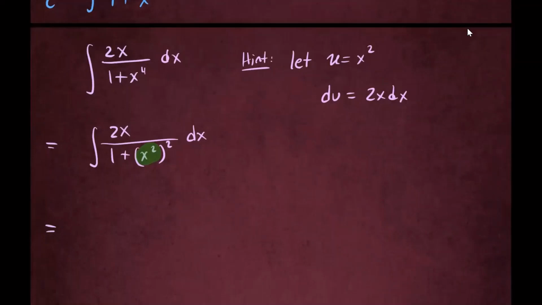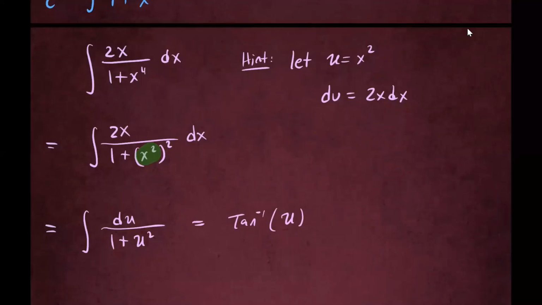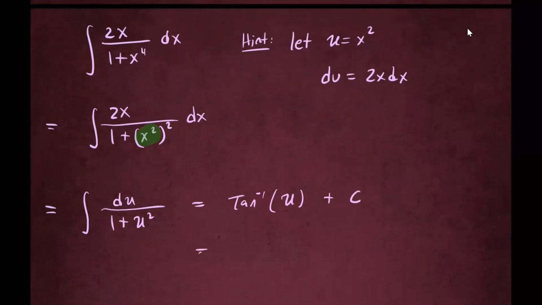To follow along with me, 2x dx is actually your du, and on the bottom, you have 1 plus u squared. Do you guys see that that's tangent inverse? So this is tangent inverse of u, not x, plus c, of course, because it's indefinite. Now finally plug in what u is, x squared. So your final answer is tangent inverse of x squared plus c.